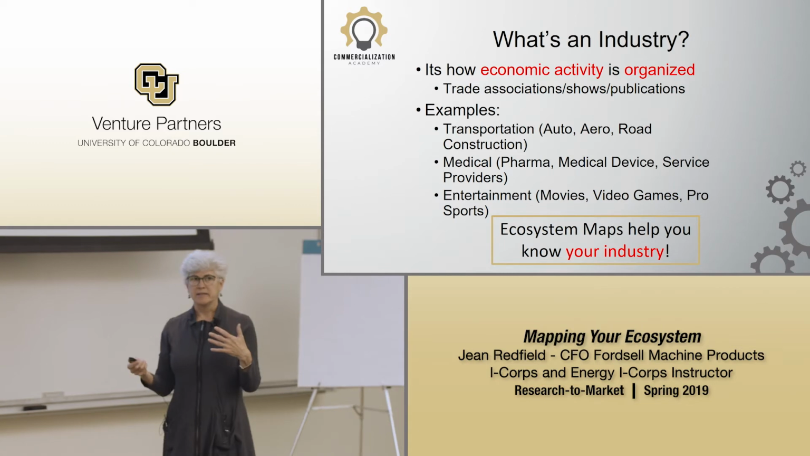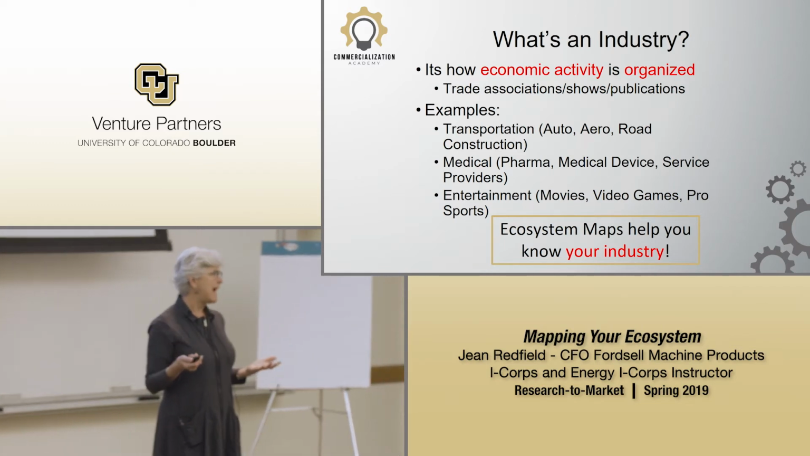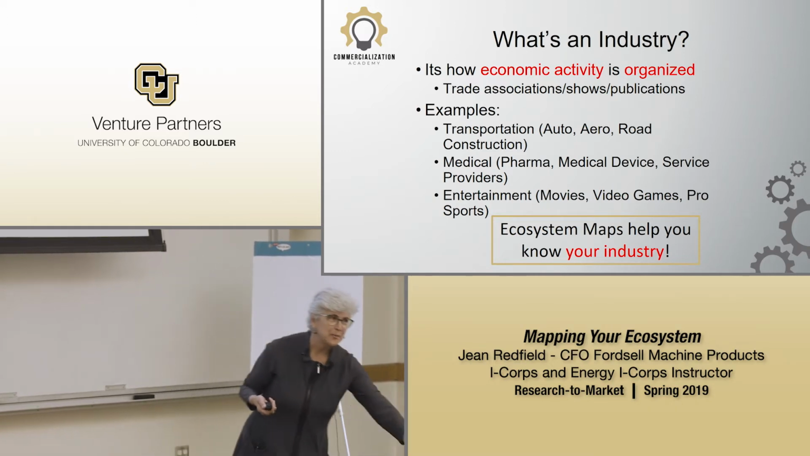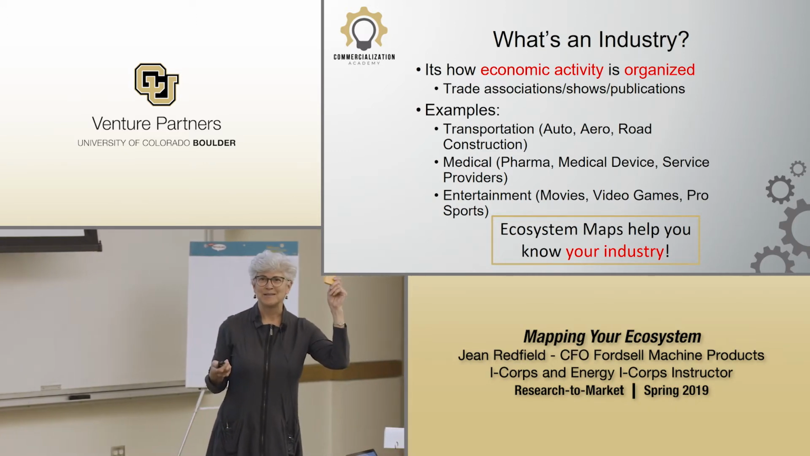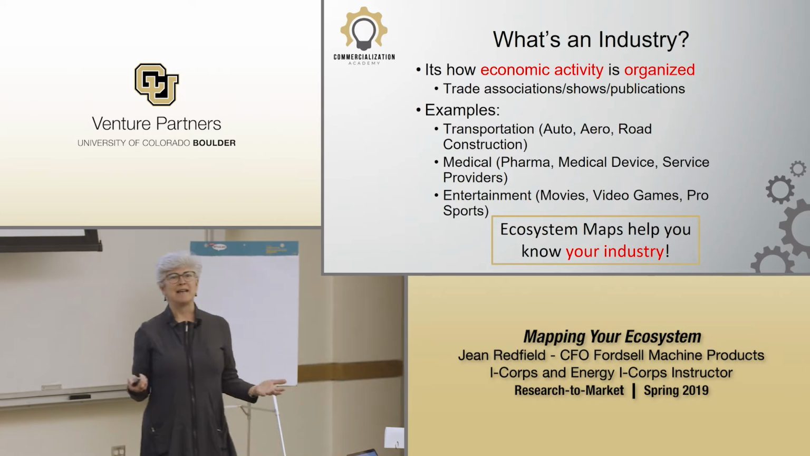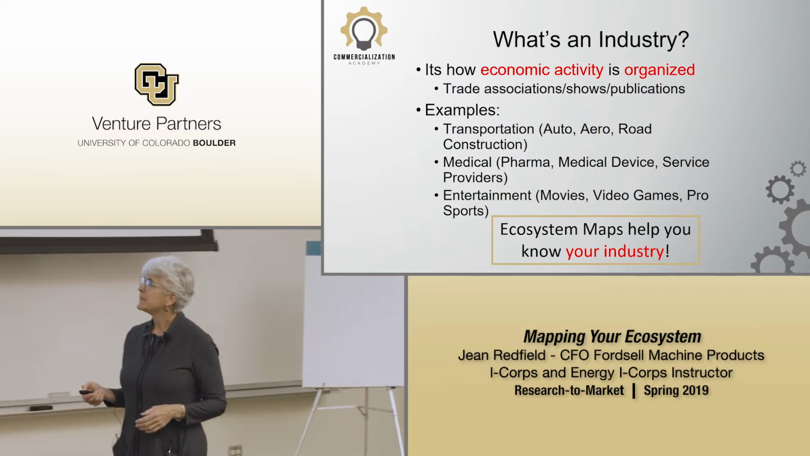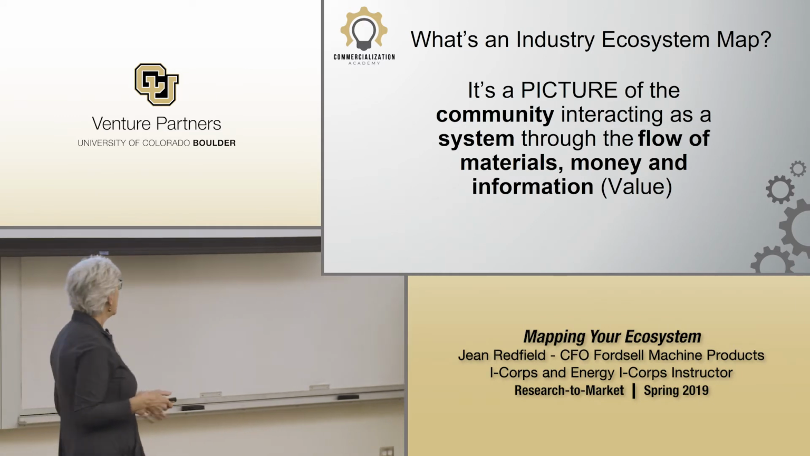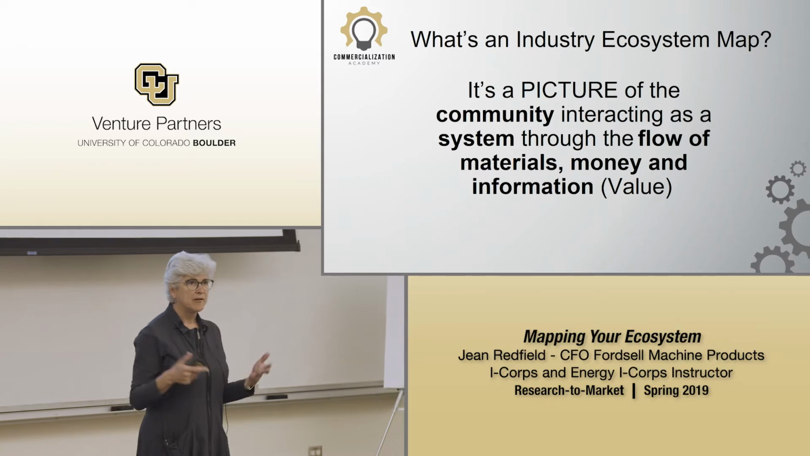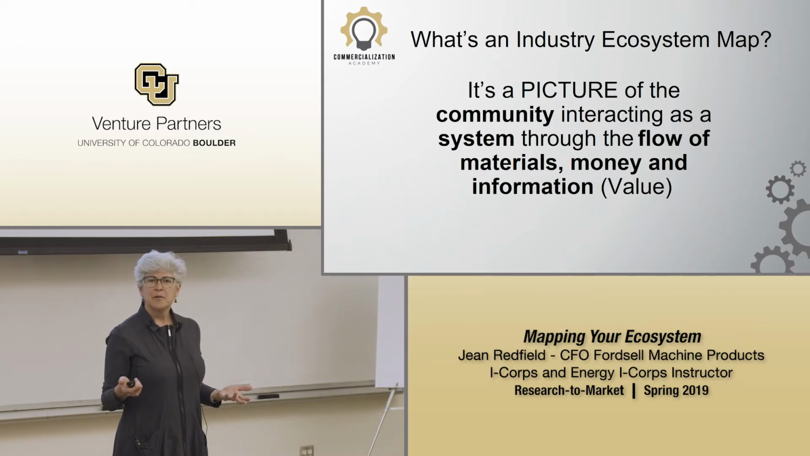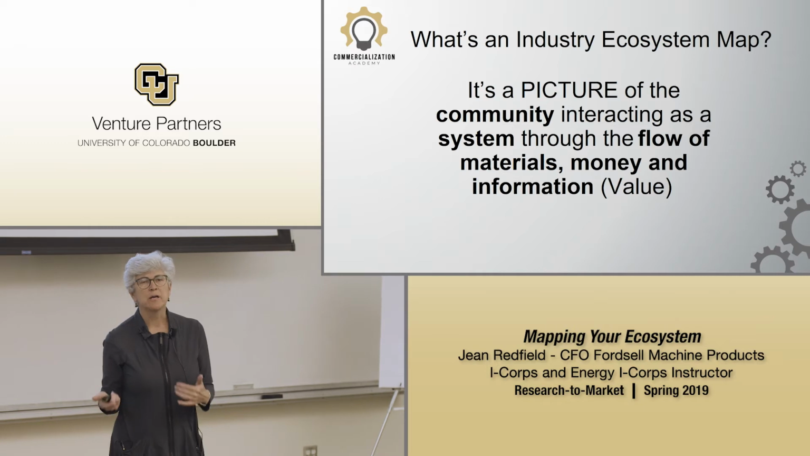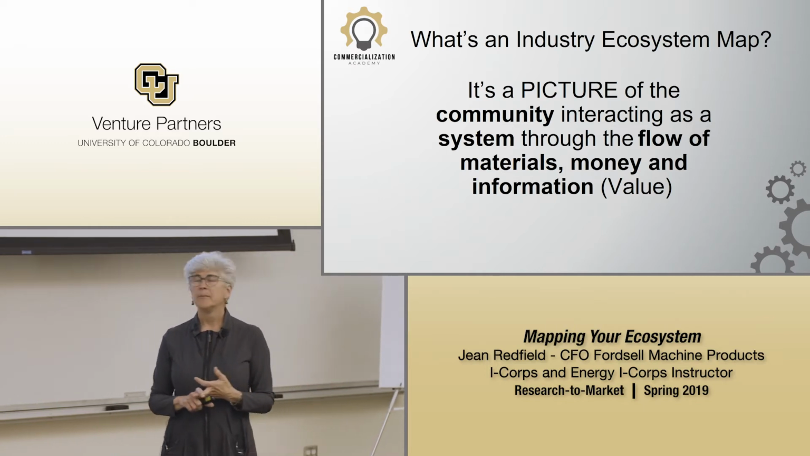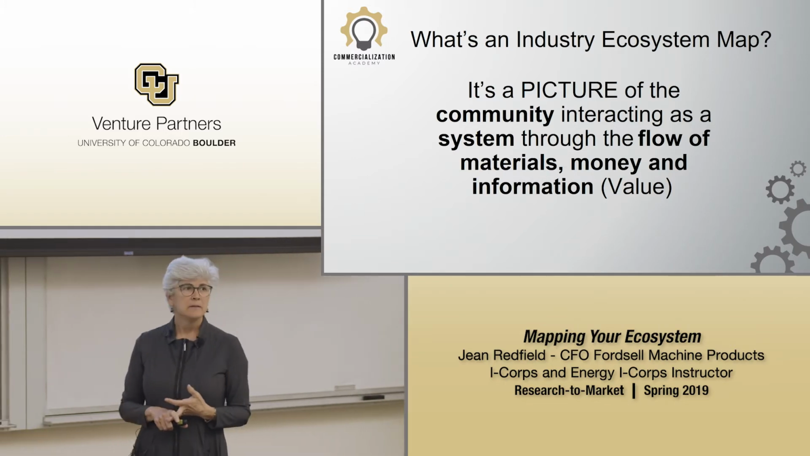So what we're going to be exploring today is how do you begin to think about that, and we're actually going to ask you to throw stuff up against the wall, different colored Post-it notes up against your flip charts, to begin to map out your best guess of what your ecosystem is right now. So, an ecosystem map is just that: a picture of the community of interest interacting, with specific focus on the flow of money, material, and information. Okay?